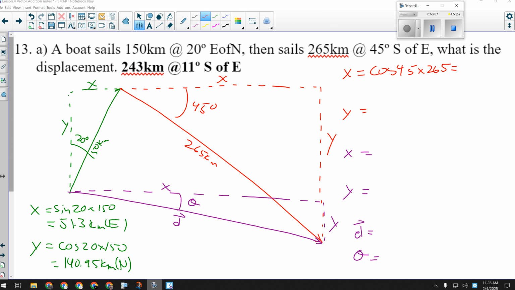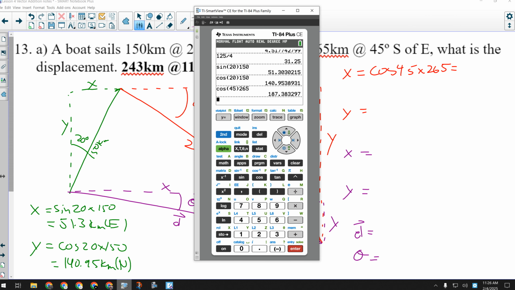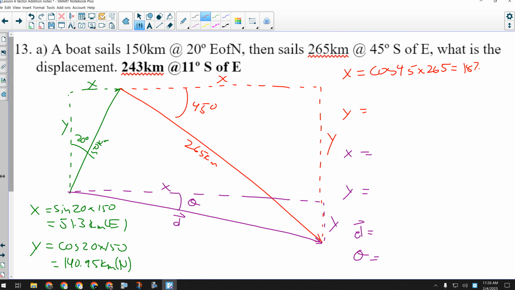Sorry, we said that was 187.38 kilometers, and that is east. And because it's a 45-degree angle, this is also 187.38 kilometers. Then, now that I've got all the x's and y's, I can calculate how far over x, my resultant, goes, and how far down, in this case, it goes.